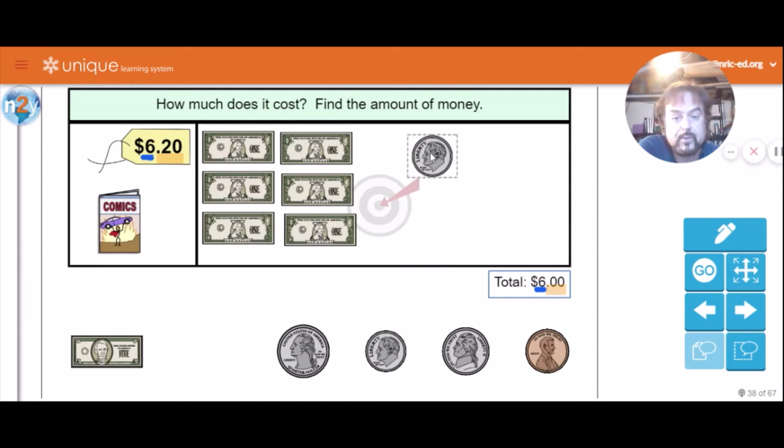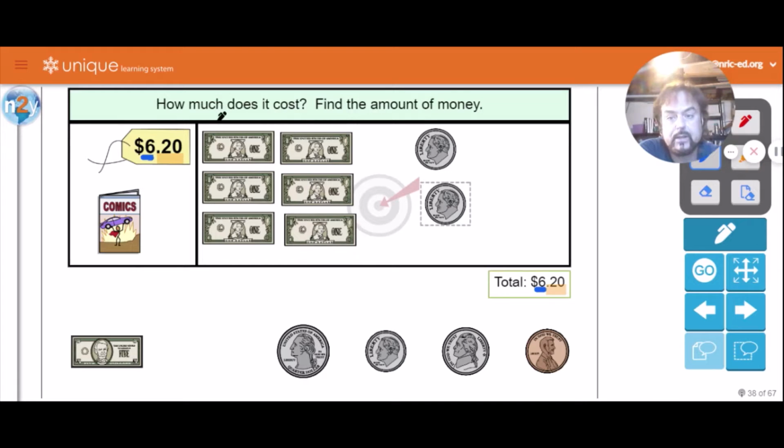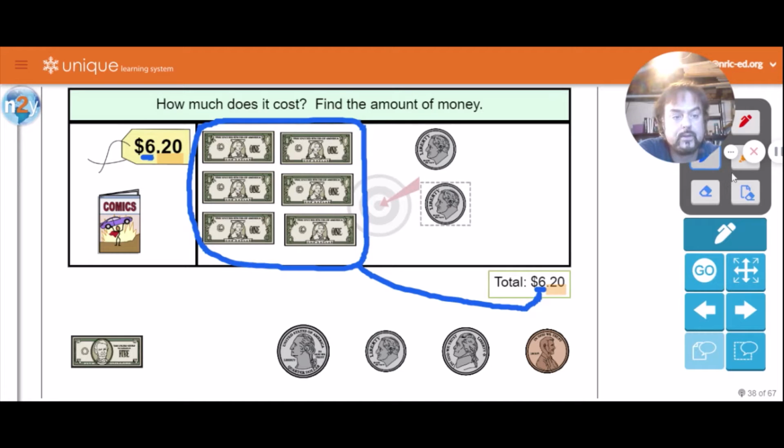So we move the dime up, and the numbers on the right side are going to change. Boink. Now it says $6.10. Now we're going to move another dime over. And it's $6 and boink, 20 cents, and the box turned green, which means we're right. Okay, so just to be clear as mud, the $6 are shown right here. The 20 cents is shown right here. Oops. All right. Okay, on to the next one.